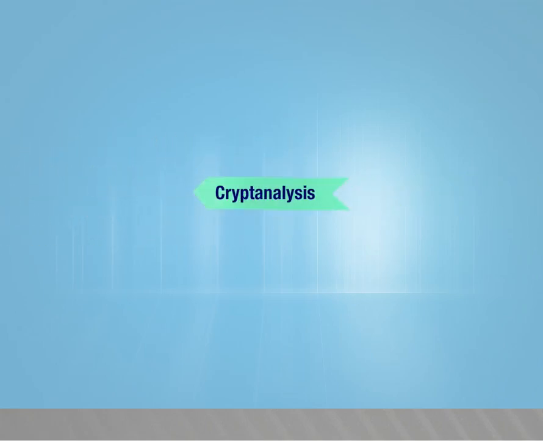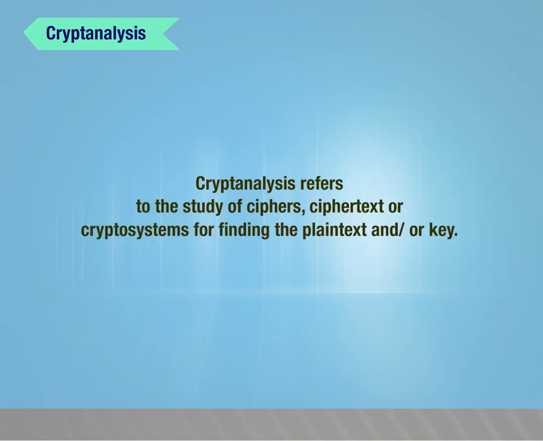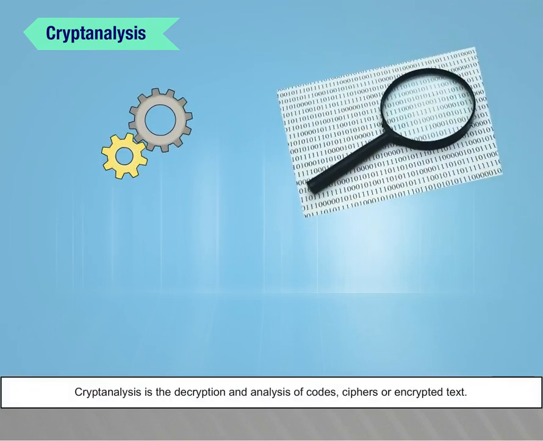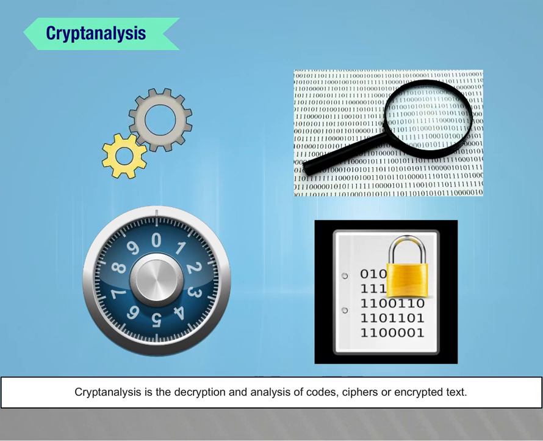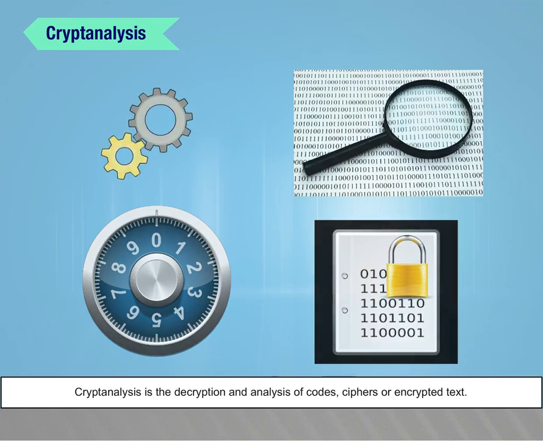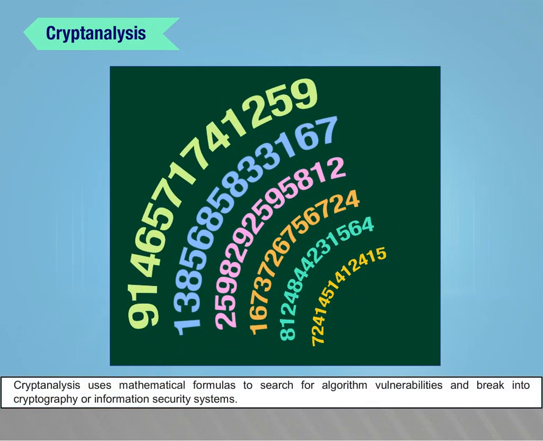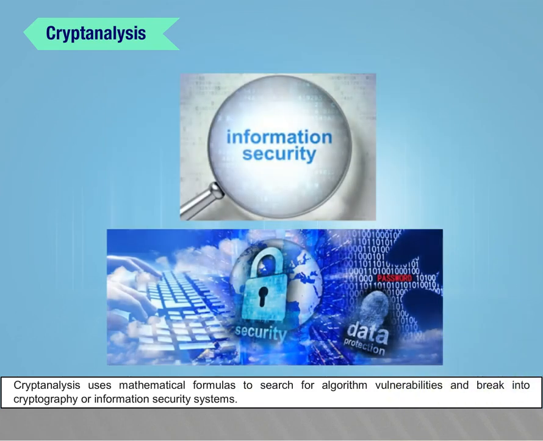Cryptanalysis. Cryptanalysis refers to the study of ciphers, ciphertext, or cryptosystems for finding the plain text and/or key. Cryptanalysis is the decryption and analysis of codes, ciphers, or encrypted text. Cryptanalysis uses mathematical formulas to search for algorithm vulnerabilities and break into cryptography or information security systems.